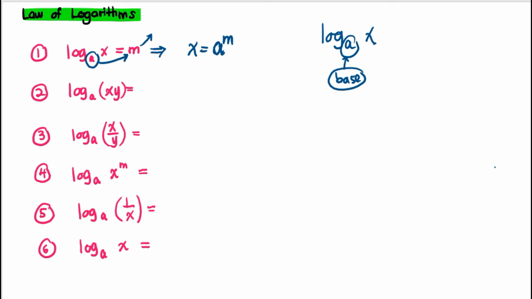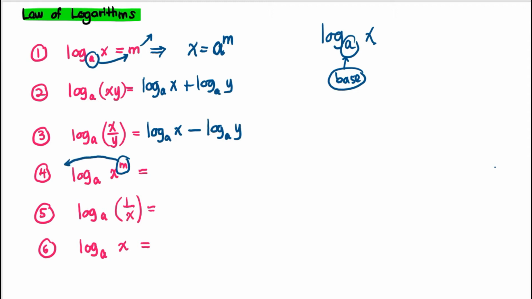For the second rule, if you have log of xy base a, then you break this into x and y, so it will become plus. So you'll have log of x base a plus log of y base a. If you have a division, then you will have log of x base a minus log of y base a. And if you have a power, log of x to the power of m, then you can bring m to the front, so we'll have m log of x base a.